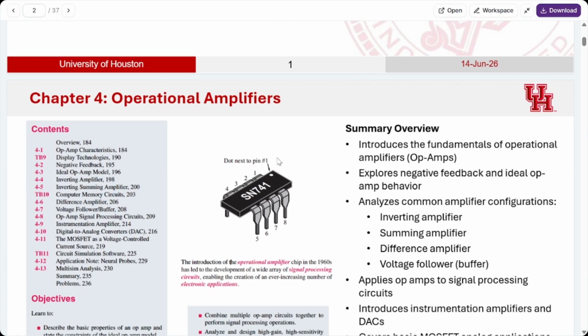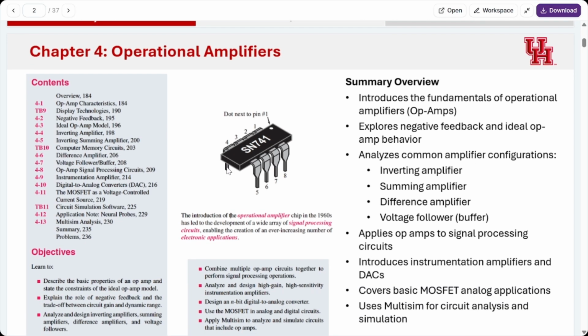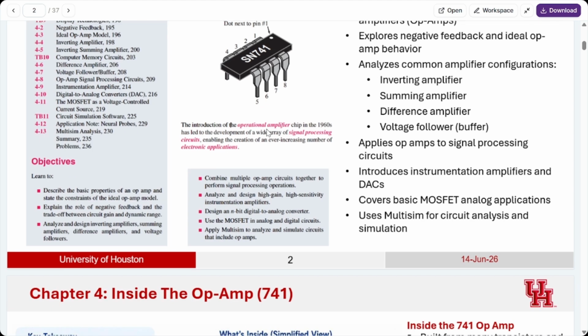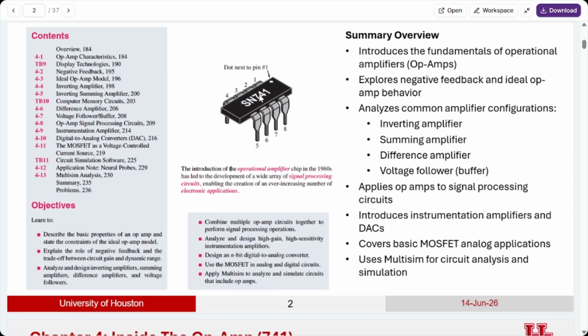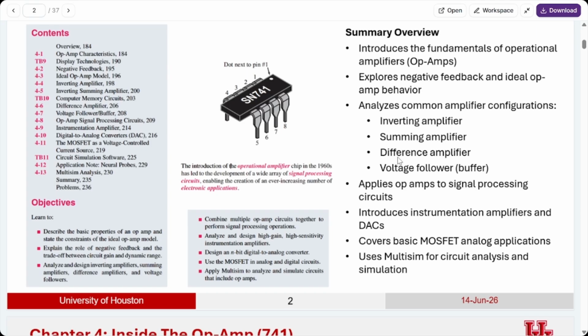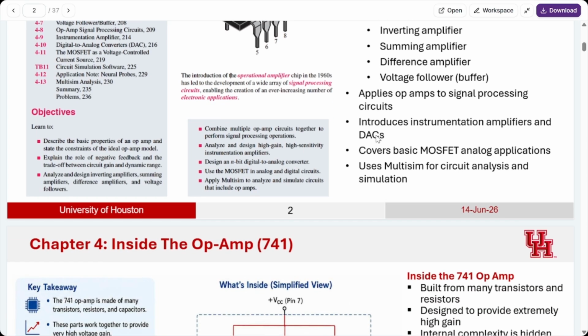This is what an op amp chip looks like. This is what you're going to use in your circuits lab, right? That's what the chip looks like. This is what we discussed. It can invert, add, differentiate, be a buffer. It's pretty useful.